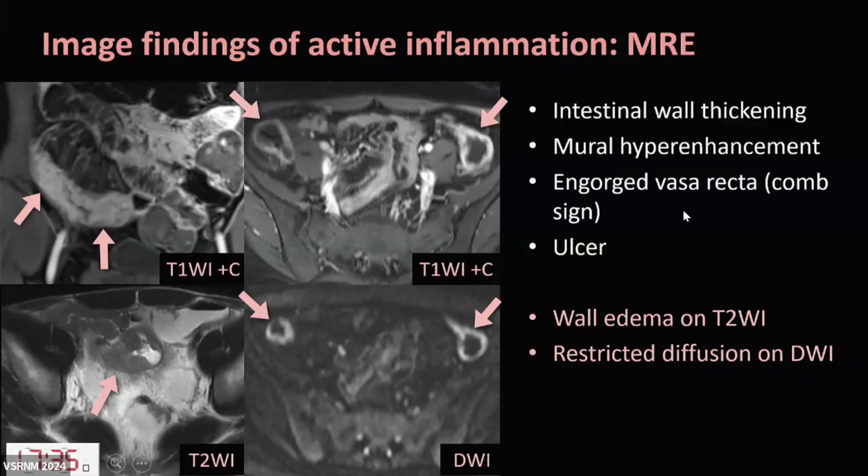And in addition to the findings that we can also see on CT, on MRI, we can see more. So on T2 weighted image, we can see wall edema. The signal will be higher on T2 weighted image compared with the muscles. And for the inflamed segments, it will have restricted diffusion on DWI. It can help us to identify the abnormal segments.